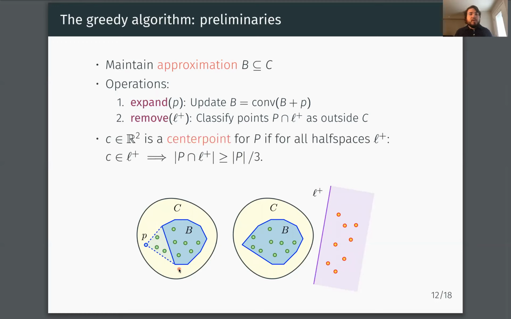Finally, we also need center points. Recall that point C is a center point for P if, for every half space L, if C is in L, then this implies that L contains at least a third of the points of P. It turns out that center points always exist, and they can be computed efficiently in n log n time for a collection of n points.